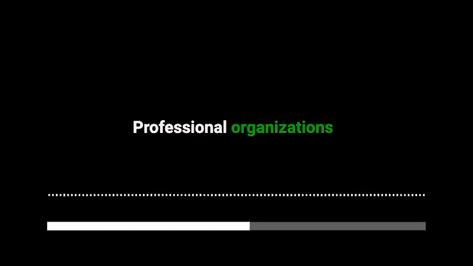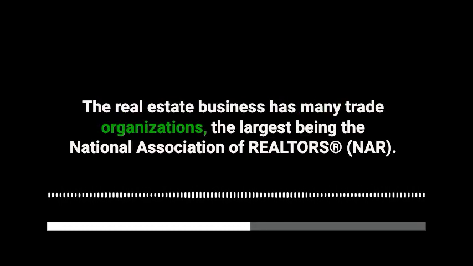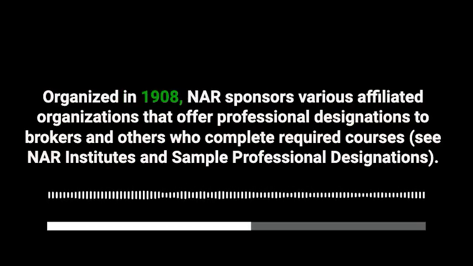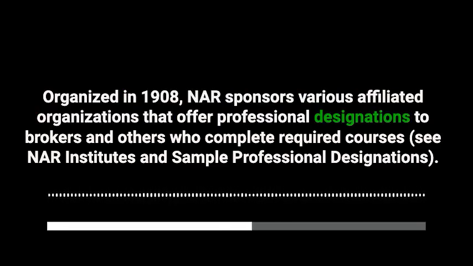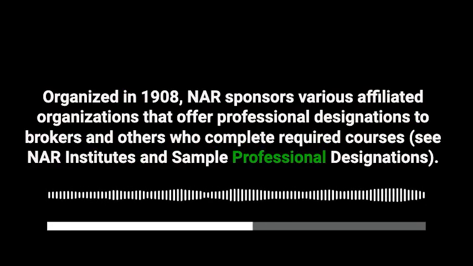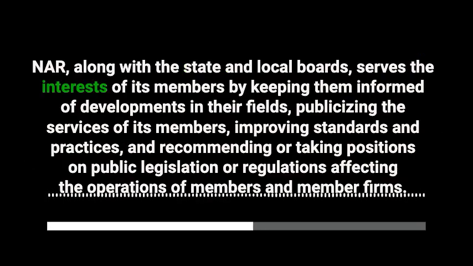Professional organizations. The real estate business has many trade organizations, the largest being the National Association of Realtors. Organized in 1908, NAR sponsors various affiliated organizations that offer professional designations to brokers and others who complete required courses. NAR, along with the state and local boards, serves the interests of its members by keeping them informed of developments in their fields, publicizing the services of its members, improving standards and practices, and recommending or taking positions on public legislation or regulations affecting the operations of members and member firms.